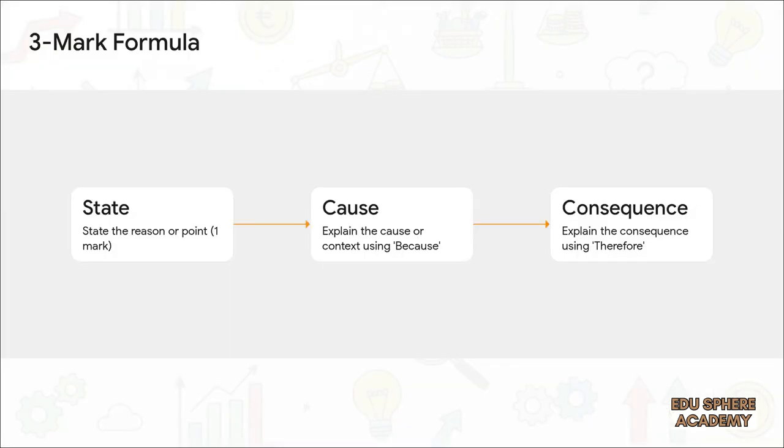So how do we guarantee we get those marks? Well, you follow this 3-step formula. Think of this as your blueprint for scoring perfect 3-mark and 6-mark analysis questions. Step 1, just state the reason or the point for your first mark. Step 2, explain the cause or context. Literally write the word because to force yourself to explain it. Boom, 2nd mark. And step 3, explain the consequence using the word therefore to get that final 3rd mark. State, cause, consequence. It's really that simple, and it works every single time.